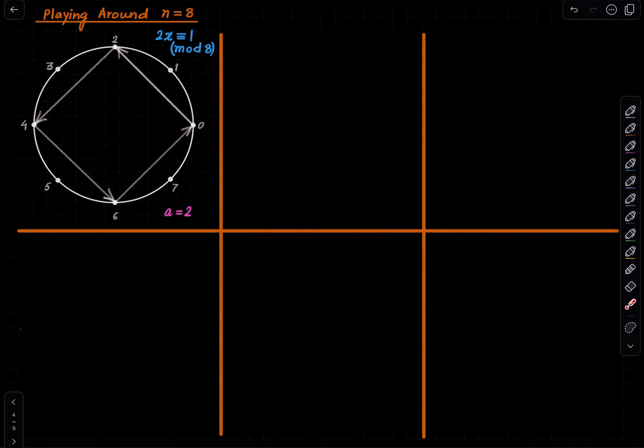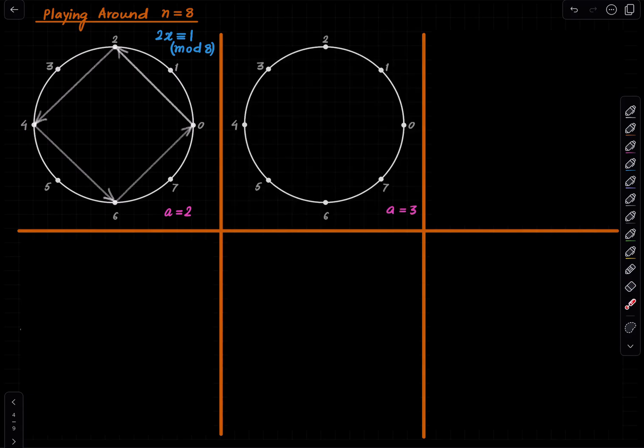Okay, let that sink in. Let's see more examples. This time, we have a equals 3. So the congruence we are worrying about is, we are trying to see if this has a solution. Like in the previous one, we will start with substituting x equals 1. So we are currently at 3. We are starting at 3.